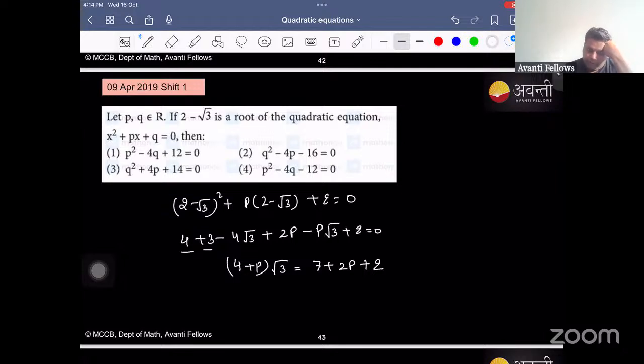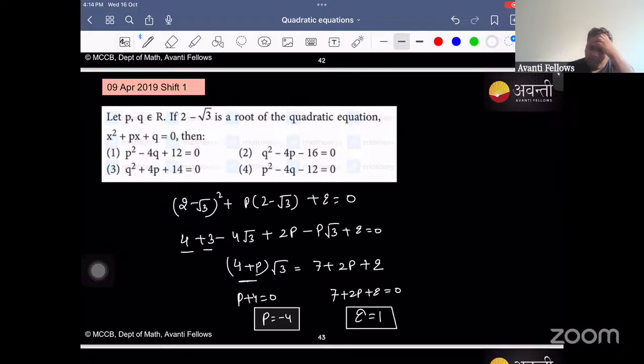Got it? Now, the relation you see is in the form of integers, not having any irrational term. Got it? Another thing I can do, you just compare these things. So if p plus 4 goes to 0, then p is what? Minus 4. Because the right side is not having any root, and 7 plus 2p plus q equals 0. If you put p as minus 4, you get q as 1.